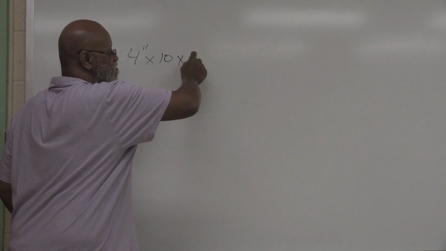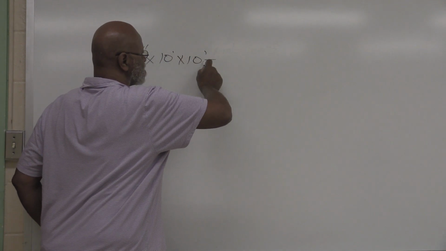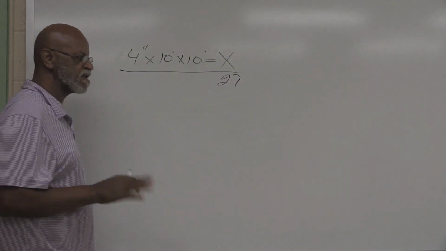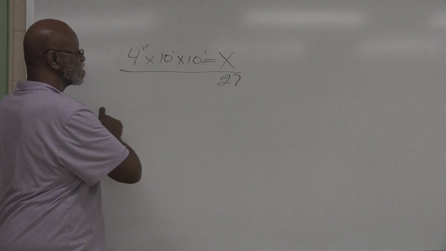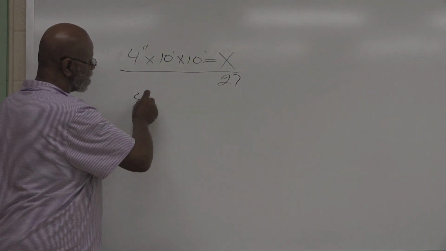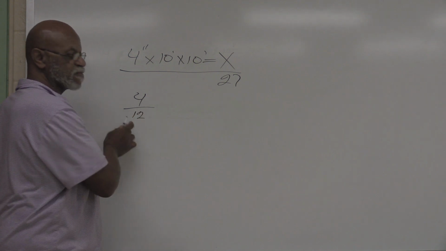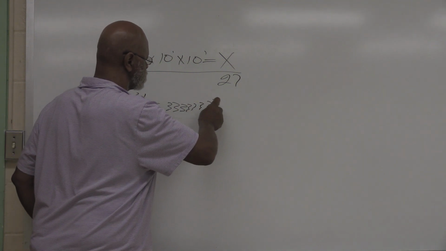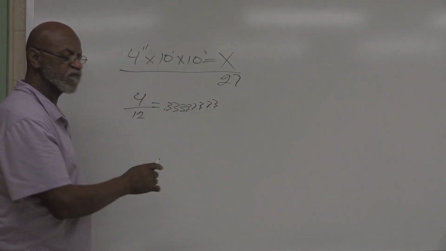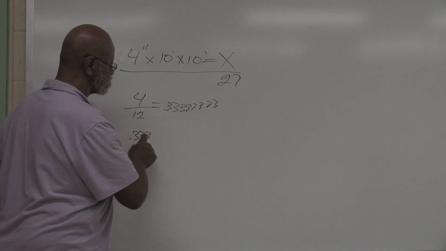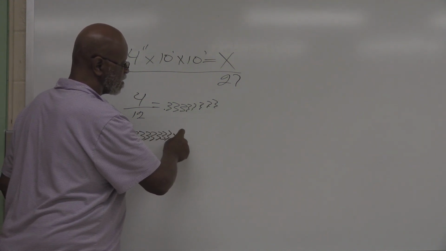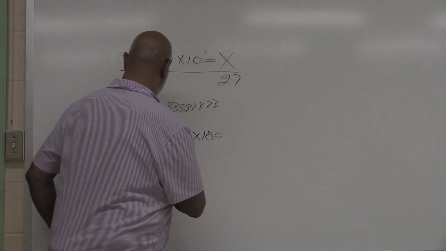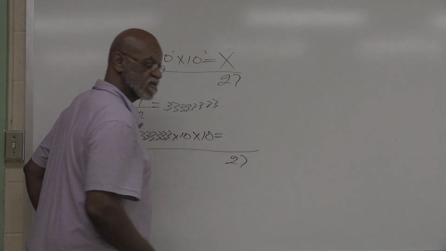Four inches times 10 feet times 10 feet is equal to, so we can't use that, and then divide by 27, right? So we have to convert this 4 inches to feet. To do that, we will need to do a division problem, right? And that equals 0.333333. Okay, so now we will rewrite the formula, right? So it's 0.33333 times 10 times 10. That would equal, and then we divide by 27, correct?